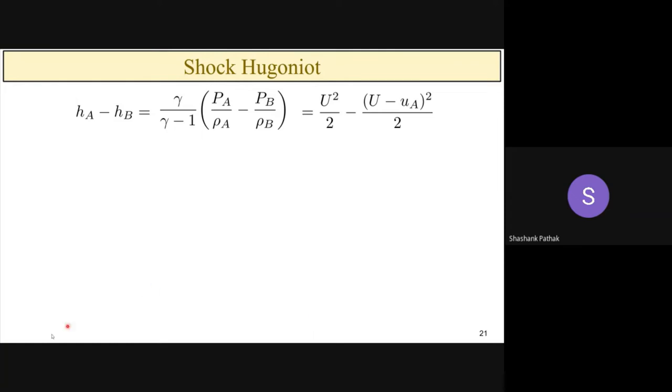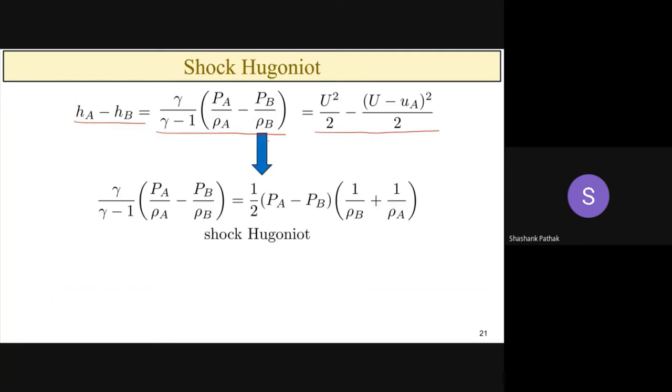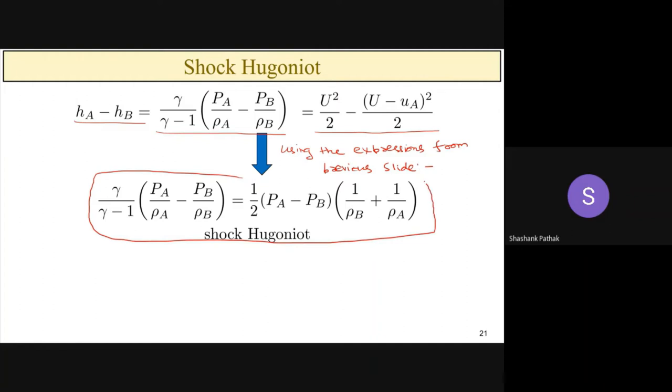So till now, this one we have already seen. This was the one that came from the thermodynamics. This part came from the energy conservation. Now, if we rearrange this one using the expressions from the previous slide, we can get this equation, which is known as Shock-Hugoniot. I have told you that A means after shock, B means before shock.